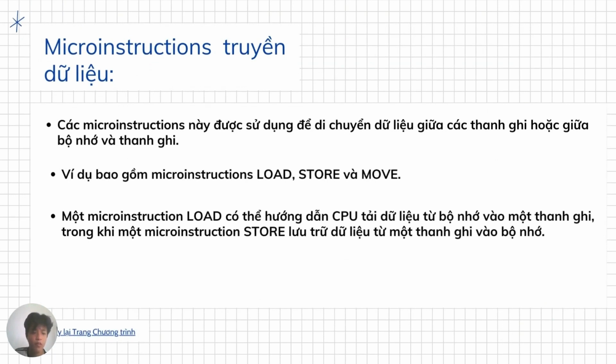Đầu tiên ta tìm hiểu về vi lệnh truyền dữ liệu. Các vi lệnh truyền dữ liệu này được sử dụng để di chuyển dữ liệu giữa các thanh ghi hoặc giữa bộ nhớ và thanh ghi. Một số vi lệnh truyền dữ liệu bao gồm vi lệnh load, vi lệnh store, vi lệnh move. Một vi lệnh load có thể hướng dẫn CPU tải dữ liệu từ bộ nhớ vào một thanh ghi, trong khi đó một vi lệnh store dùng để lưu trữ dữ liệu từ một thanh ghi vào bộ nhớ.